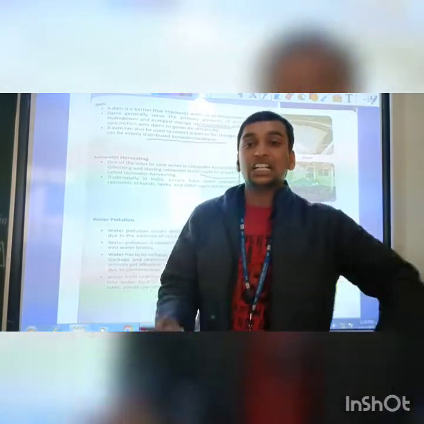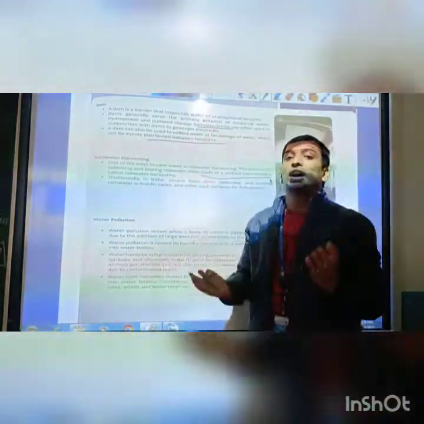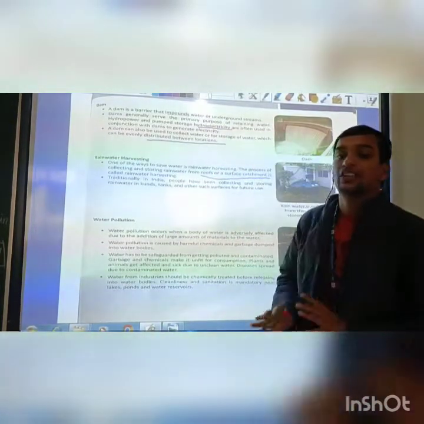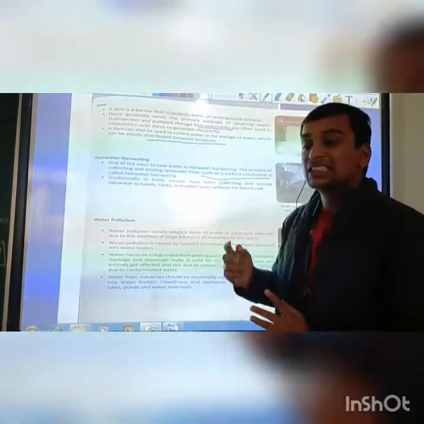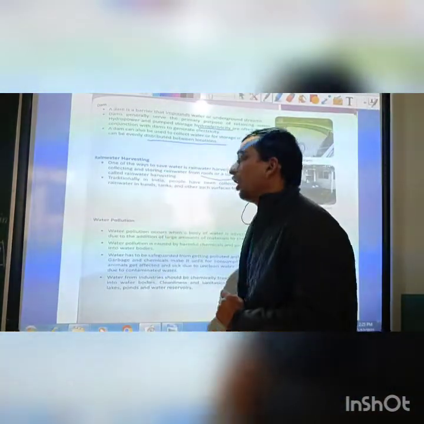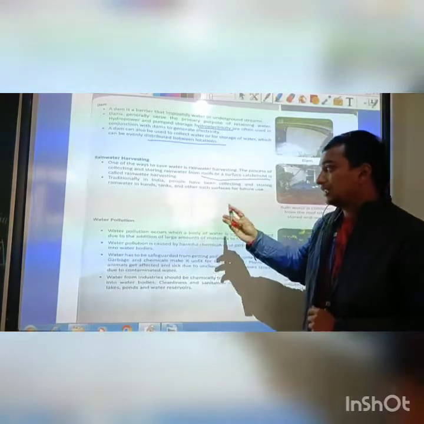What is rainwater harvesting? The purpose of collecting rainwater from the roof to the basement of our home is known as rainwater harvesting. Means बरसात के पानी को सेव करना. This is also a way of saving water.